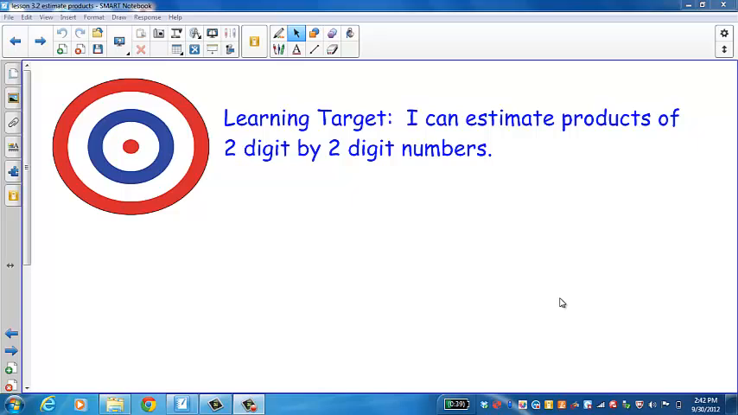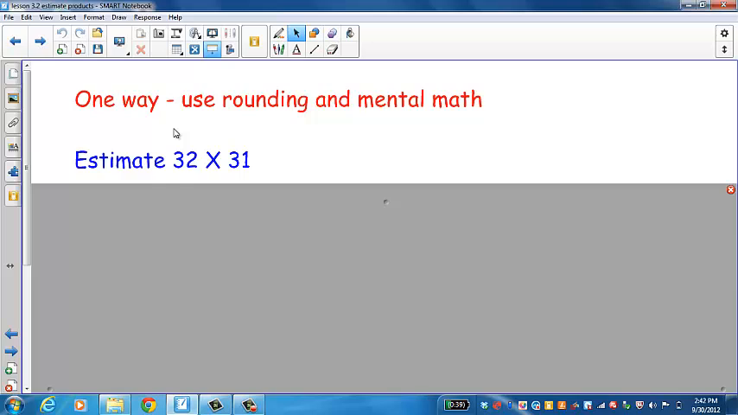Today our learning target is: I can estimate products of two-digit by two-digit numbers. And if you will remember, estimate means to round in order to do math in your head. Adults like to estimate using numbers that have a lot of zeros so that they can just do the math in their head. So today we're going to talk about how you can estimate two-digit by two-digit numbers in your head. One way that you can do this is by rounding and by using mental math.